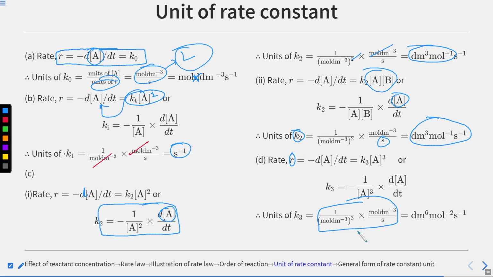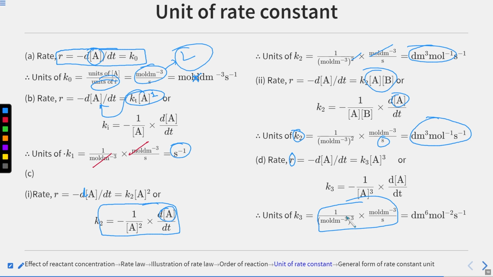That is mole per decimeter cube raised to the power 3 multiplied by mole per decimeter cube per second. Now this decimeter will get a power of 6, T will be cancelled out, and we'll get a power of 6, mole per square and then per second. So this is our unit of rate constant.